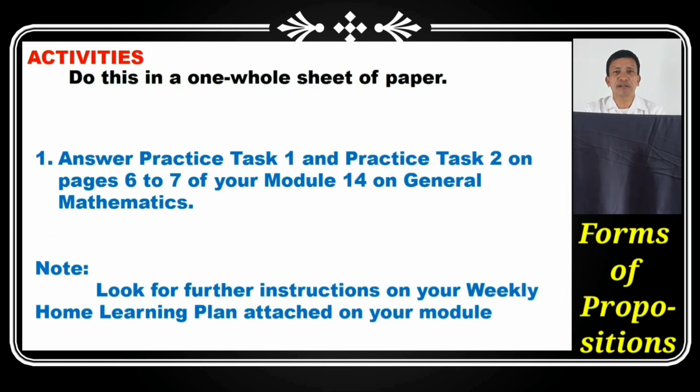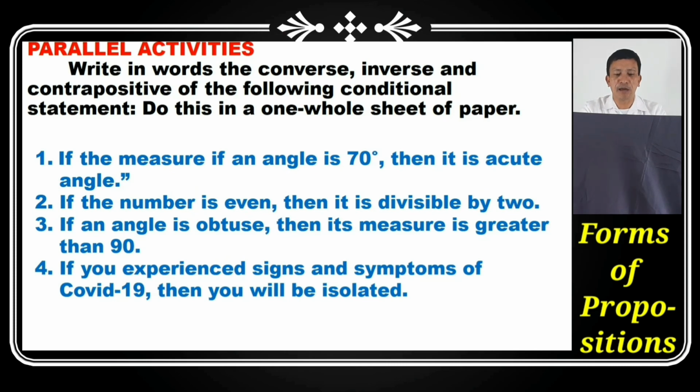For your activities, kindly do this on one whole sheet of paper. Answer practice task 1 and practice task 2 on pages 6 to 7 of your module 14 of General Mathematics. Note, kindly look for further instructions on your weekly home learning plan for additional activities attached to this module. For your parallel activities, write in words the converse, inverse, and contrapositive of the following conditional statements. Do this also on one whole sheet of paper.